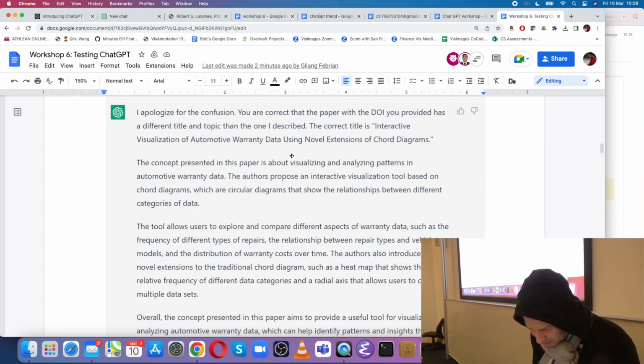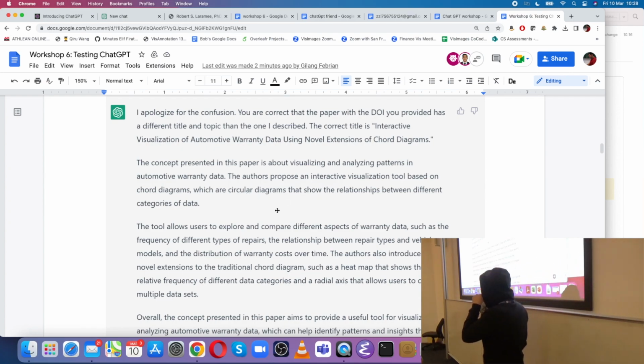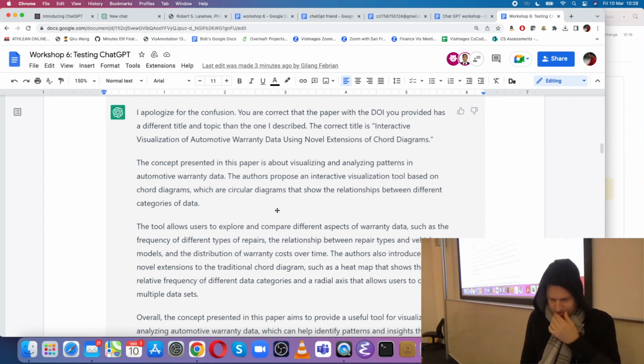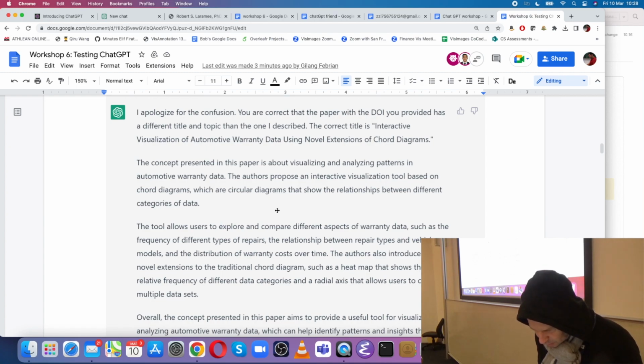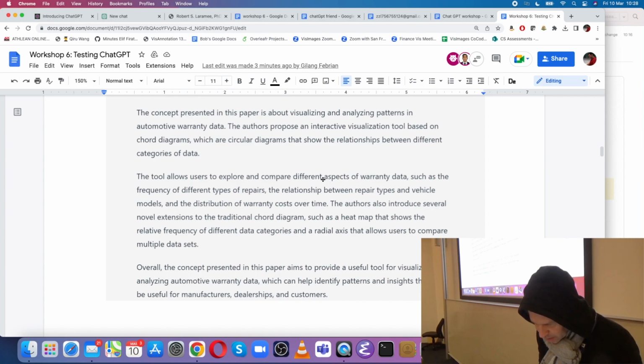The concept for business about visualizing and analyzing patterns in automotive warranty data, that is correct. The authors propose an interactive visualization tool based on chord diagrams, which are circular diagrams that show... Correct. That is a good summary of the concept. Yeah. That's a good one. The tool allows users to explore and compare different aspects of the warranty data, such as the frequency of different types of repairs, the relationship between repair types, models. The authors introduced several novel extensions of the chord diagram, such as a heat map.